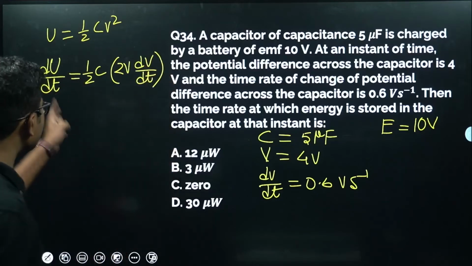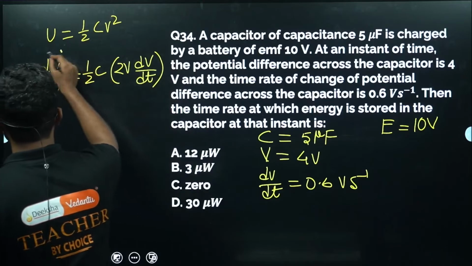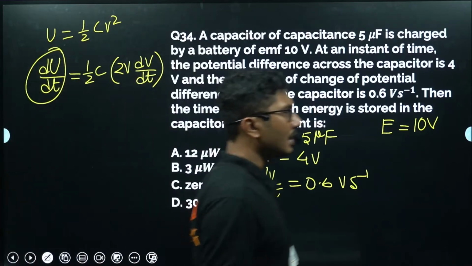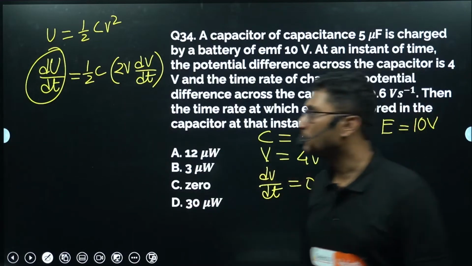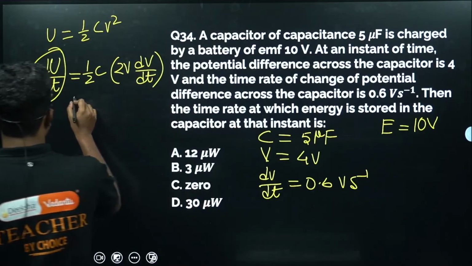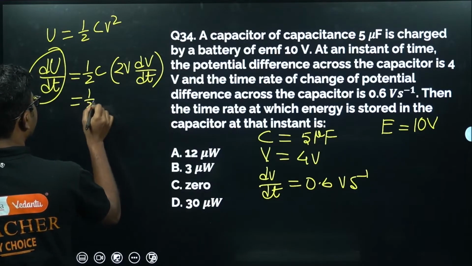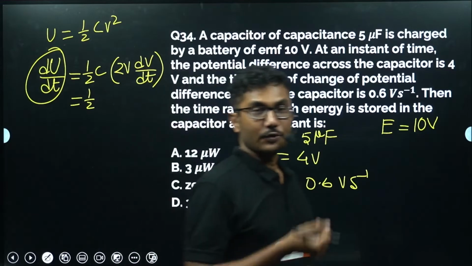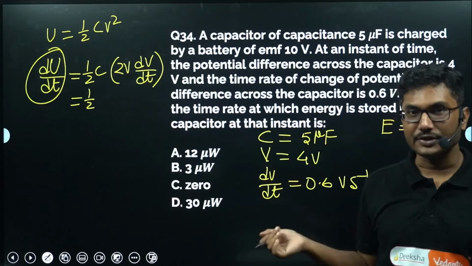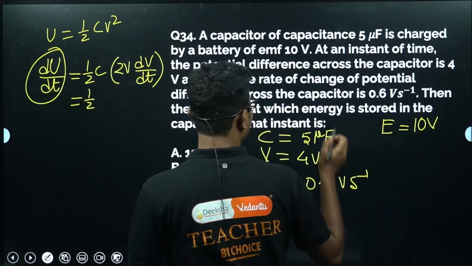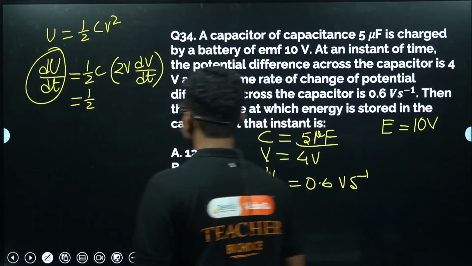Now at this instant they have asked you to find the time rate of change of energy. Time rate of change of energy is du by dt. So a slight information about rate of change: what is the meaning of rate of change? If you know that differentiation means rate of change, it will be helpful for you. Now C is given as 5 microfarad.